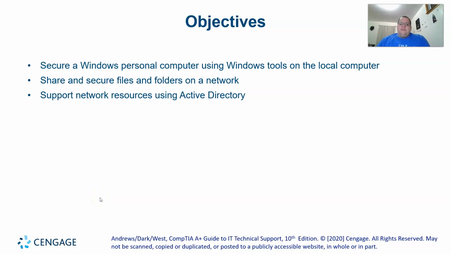So the objective is to see what we need to do to secure a personal computer, and also what we need to do to share and secure files and folders on the network. And we also have something called Active Directory. This is a nice tool for large corporations to secure a bigger enterprise. It's like a centralized database that tells you, hey, restrict this kind of group, restrict this. So we can talk more about Active Directory too.